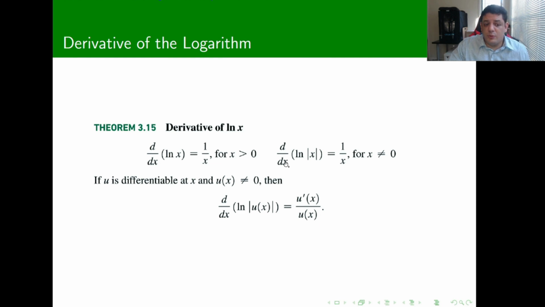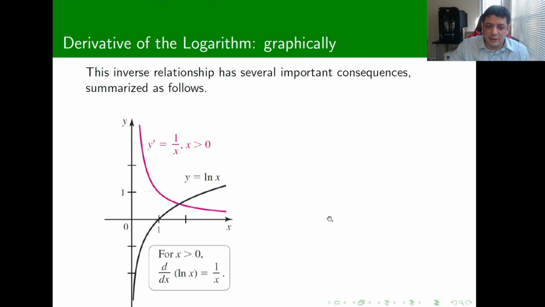Now, if u is a differentiable function, then we can extend this idea by using the chain rule. If we have the derivative of ln of the absolute value of u of x, then this is just 1 over u of x times u prime of x, or u prime over u of x.